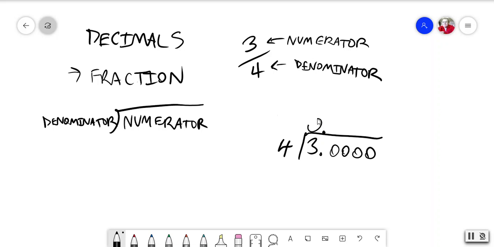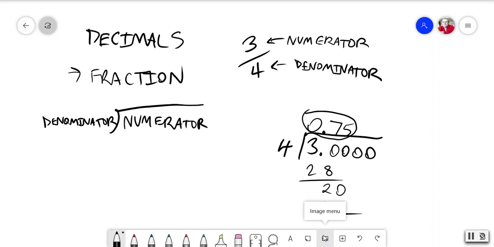So I'm going to put this 0 out front, which is a filler 0, and then say, 4 goes into 30 how many times? Well, the answer is 7. 4 times 7 is 28. 8 from 10 is 2. That leaves a 2 here. 0. Drop the 0. 4 times 5 is 20. Boom. There's your answer. 3/4 is 0.75.